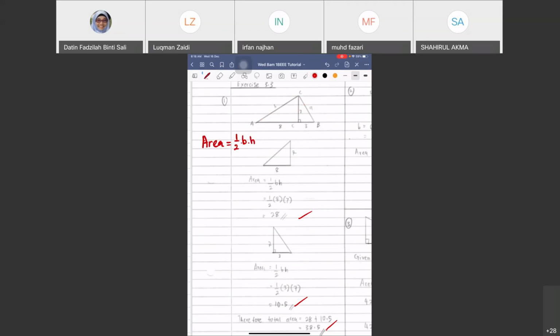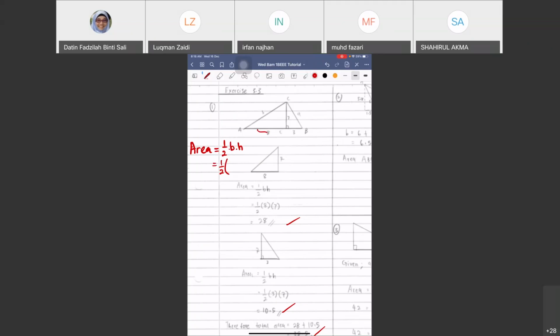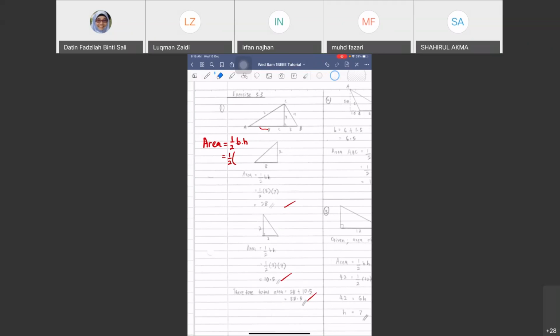Okay, this one you can use half times base times height because you are given the height. The height of the triangle is given. The base, you can just add the whole length. That's the base for the whole triangle. That means it's 11, isn't it? Times height is 7. So you get 38.5 as well.